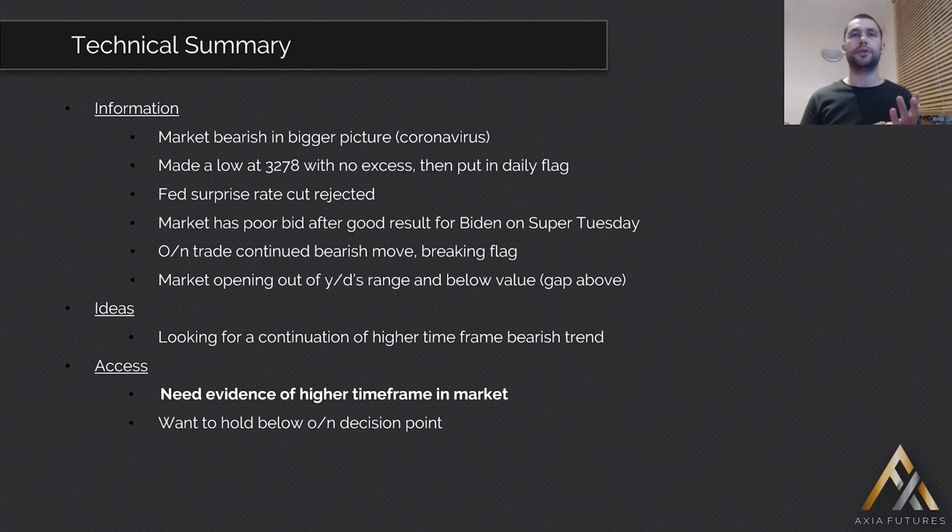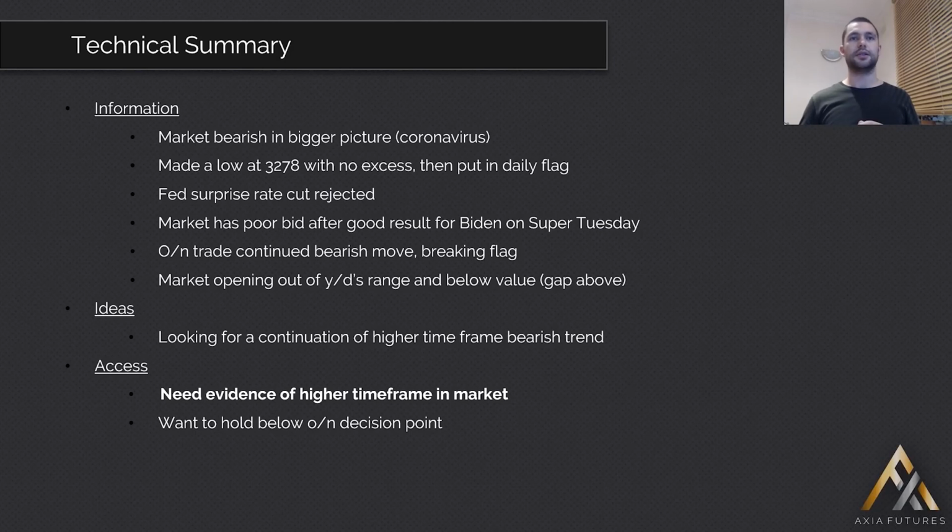We're sort of bearish in the bigger picture, and coronavirus is a major player in that. There was a low made with no excess, and that was the bottom of the daily flag. There was a Fed surprise rate cut, and the bullish move on that was rejected. The market had a poor bid after a good result from Biden on Super Tuesday, and couldn't take out the Fed highs. Then we've had an overnight move that broke this daily flag.